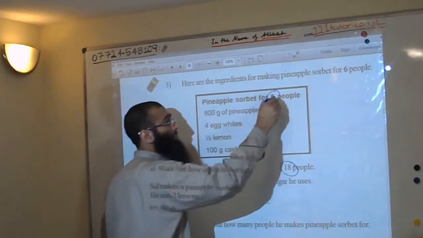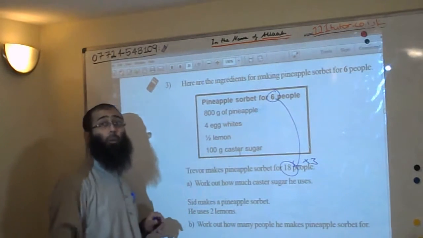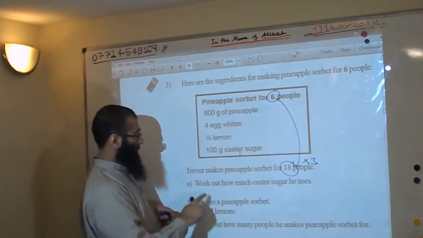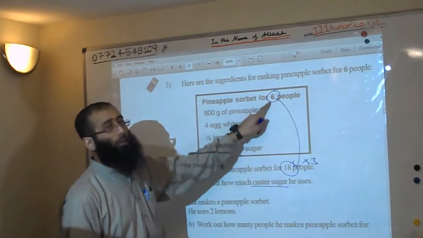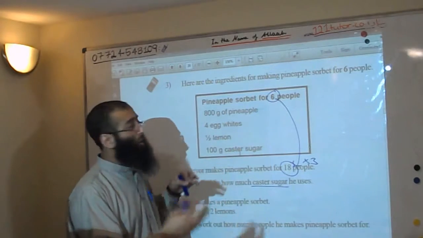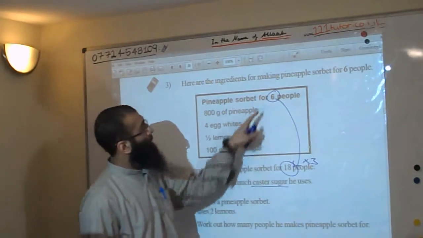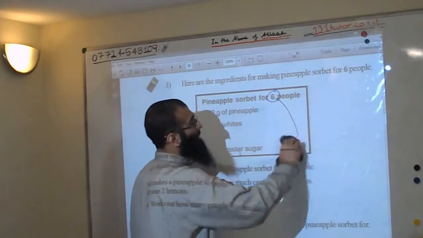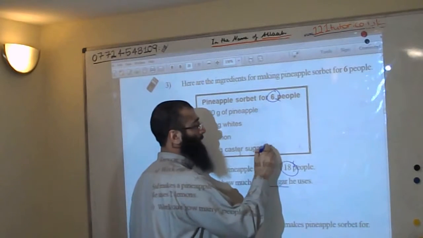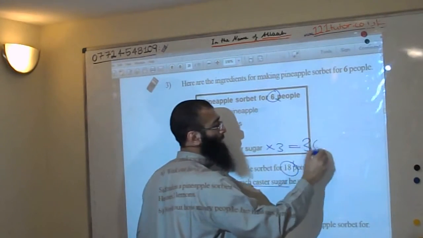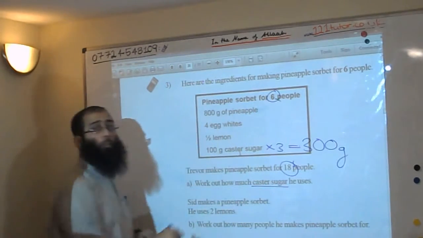So we have to think, how does 6 become 18? It becomes 18 by multiplying by 3. So I would work out how much caster sugar he uses. So we know that this scale factor is enlarging the number of people by 3 times, so 3 times the ingredients. So I'm going to rub this off for the moment and rewrite this for the caster sugar. If you times it by 3, that will give us 300 grams. And that's the answer for the first part.